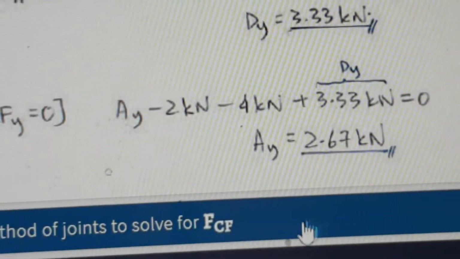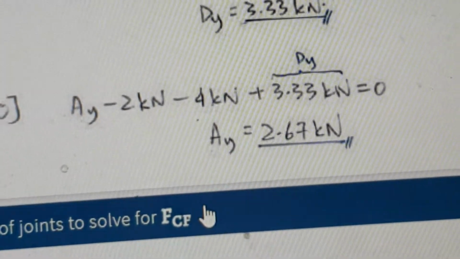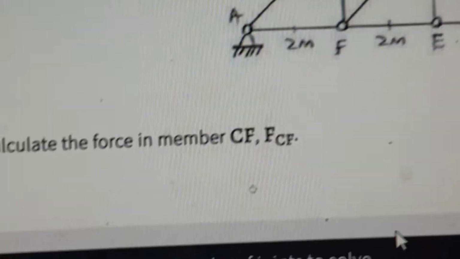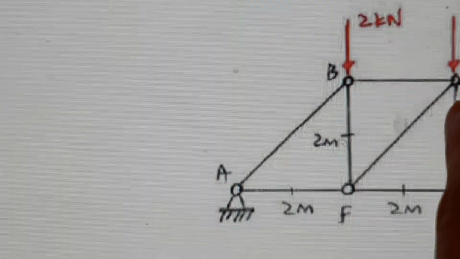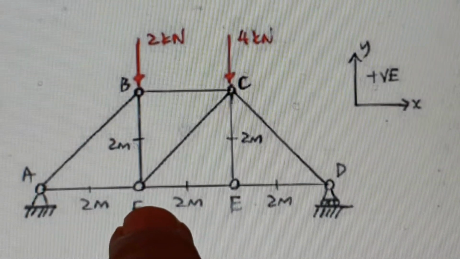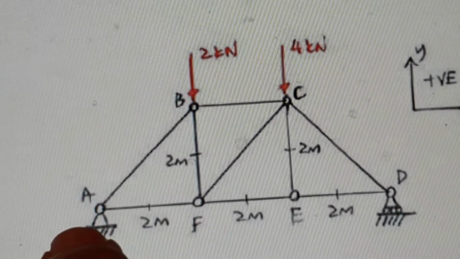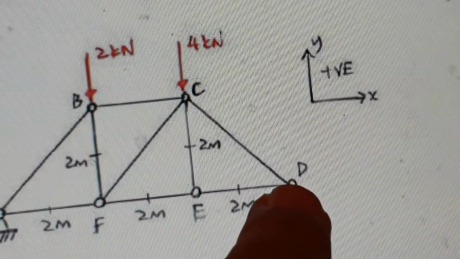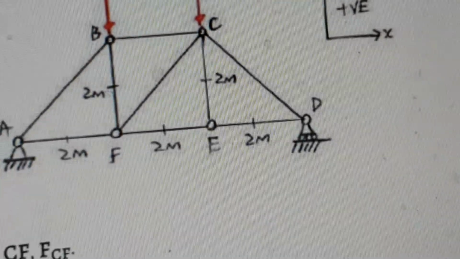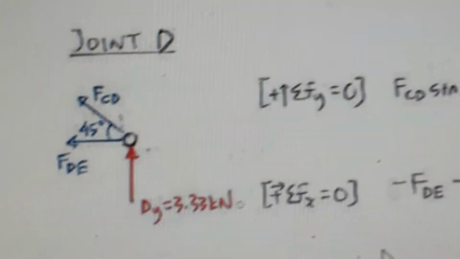Now, let's apply the method of joints. Since he wants CF, which joint do you want to take? You should start from something. Here you have 2 reactions, here you have 1 reaction. Let's start from joint D, and we could work it out until this force. So let's start from joint D.